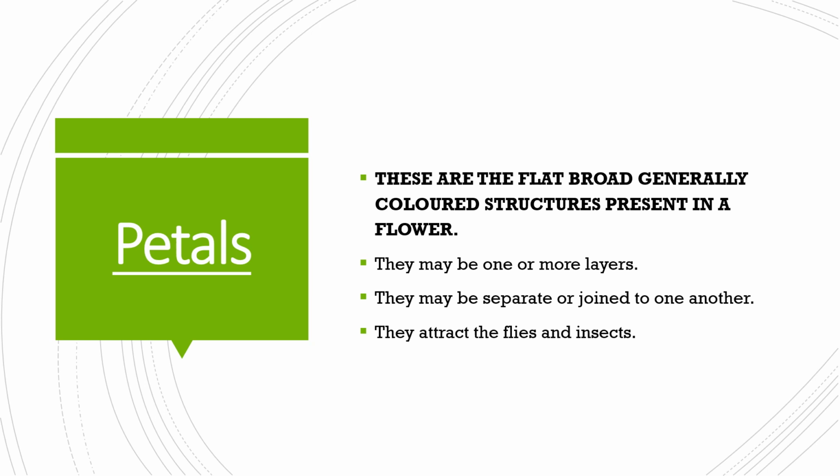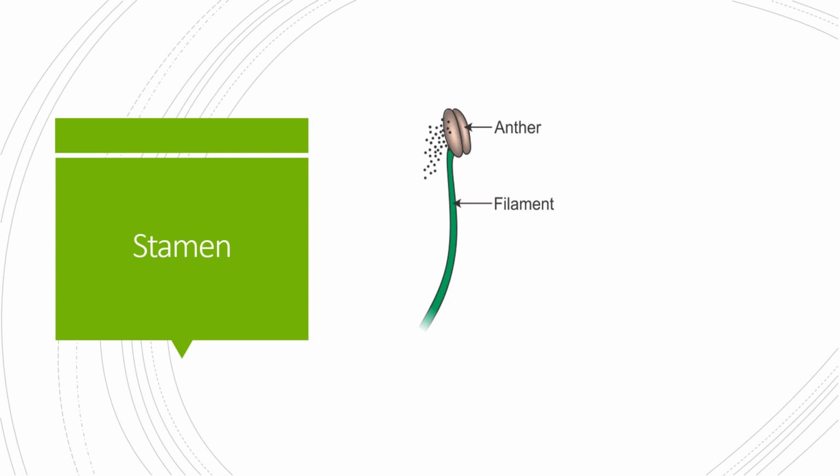Petals are the flat, broad, and colored structures which are present in a flower, and they can be one or more layers. They may be separate or joined to one another. You can try and observe the different types of flowers which are present in your surroundings. Now, what is the function of petal? Like the function of sepal is to protect the flower when it is in young stage, similarly, petals also have a function to perform, and the function is to attract the insects. Because of the petals, the different insects get attracted to the flower for obtaining the nectar or the juice of the flower.